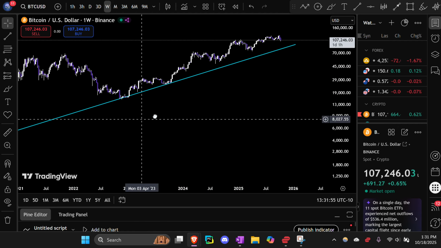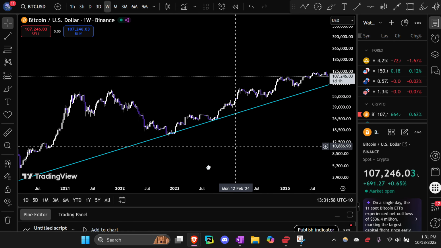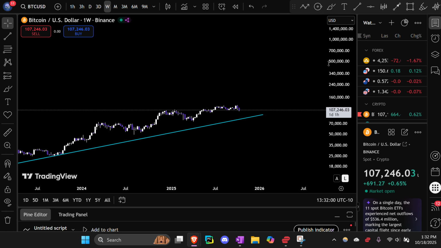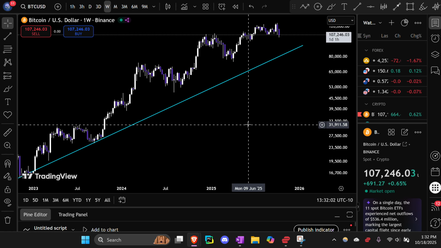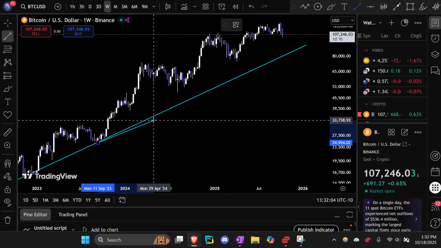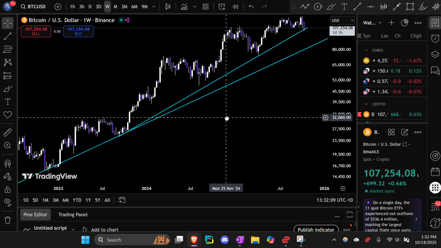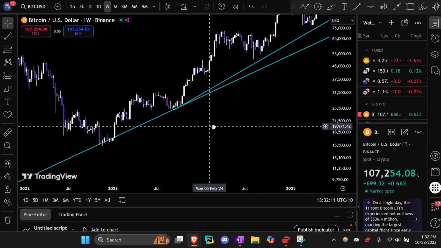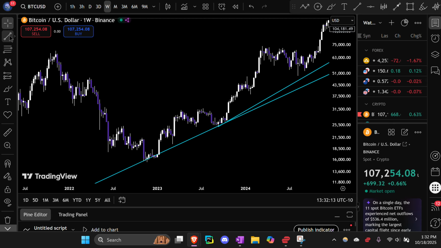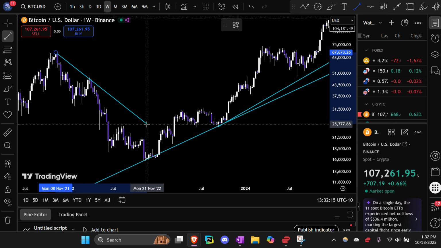That's one way to look at this trend line, because there's 3 touches. You can also see another trend right there. So sometimes it's not just one. There's many. There's another trend line right here, and these are good.